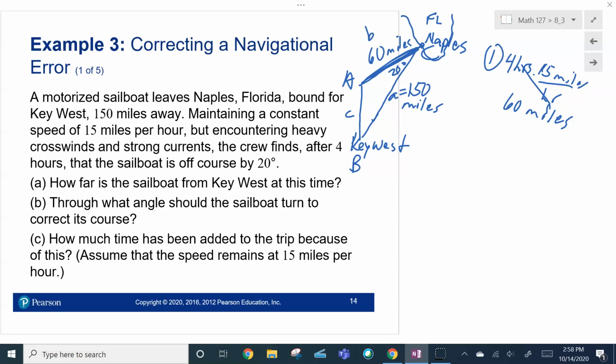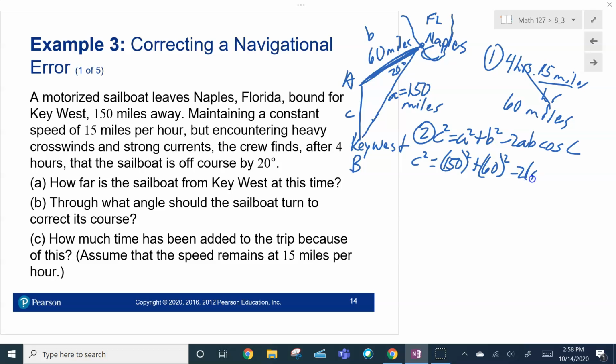Again, we're looking for lowercase c, and I have lowercase a, lowercase b, and capital C. So I'm going to use the appropriate law of cosines: c squared equals a squared plus b squared minus 2ab cosine capital C. My lowercase c I don't know, but I do know a is 150 and b is 60. So minus 2 times 150 times 60 times cosine 20 degrees.